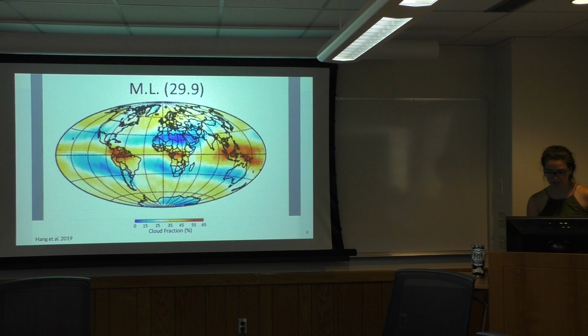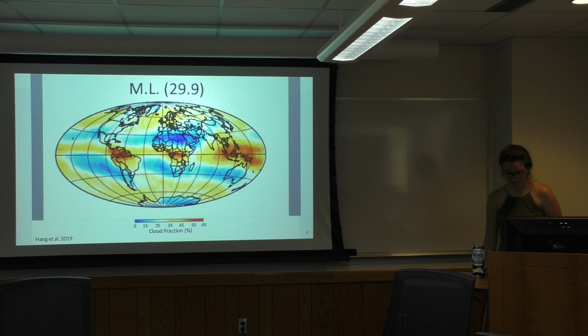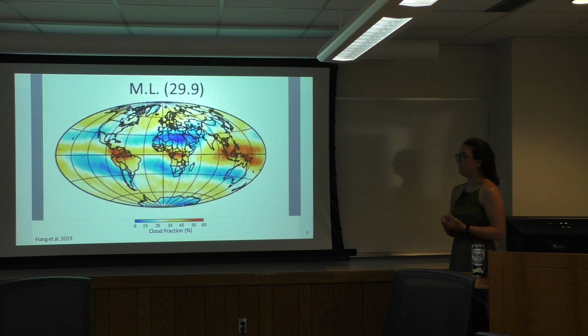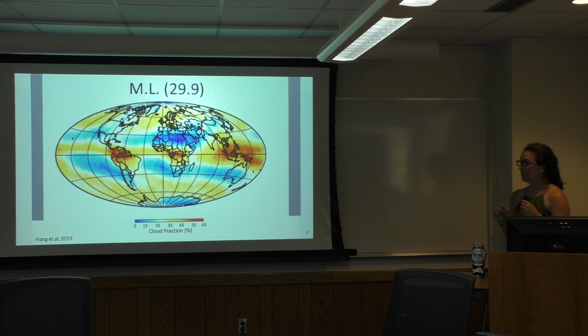So we went over our cirrus, multi-layer clouds are very prevalent as well. We can see that 29.9 is that annual mean cloud fraction. We can see that these multi-layer clouds are also very prevalent in the tropics as well as in the mid-latitudes.